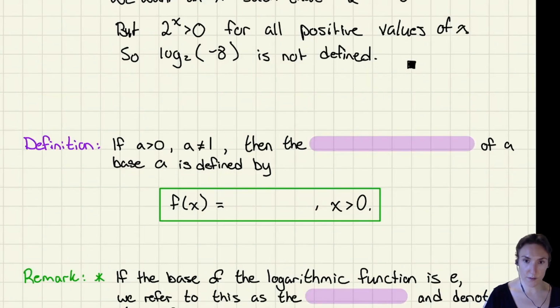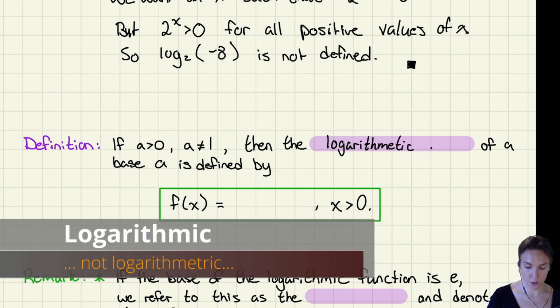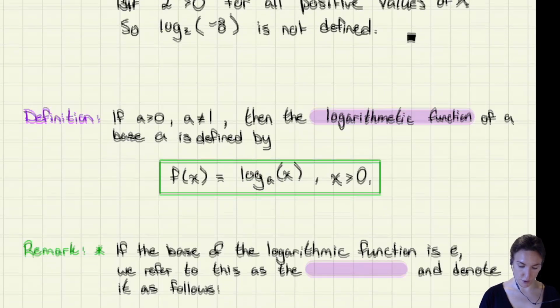So we're just going to write out the formal definition of a logarithmic function. Okay, so the classification of this type of function. And then again, it's basically the same. a is greater than 0, a is not equal to 1. Our x is greater than 0, but whenever you see a function that looks like log base a of x, this is what we call a logarithmic function.